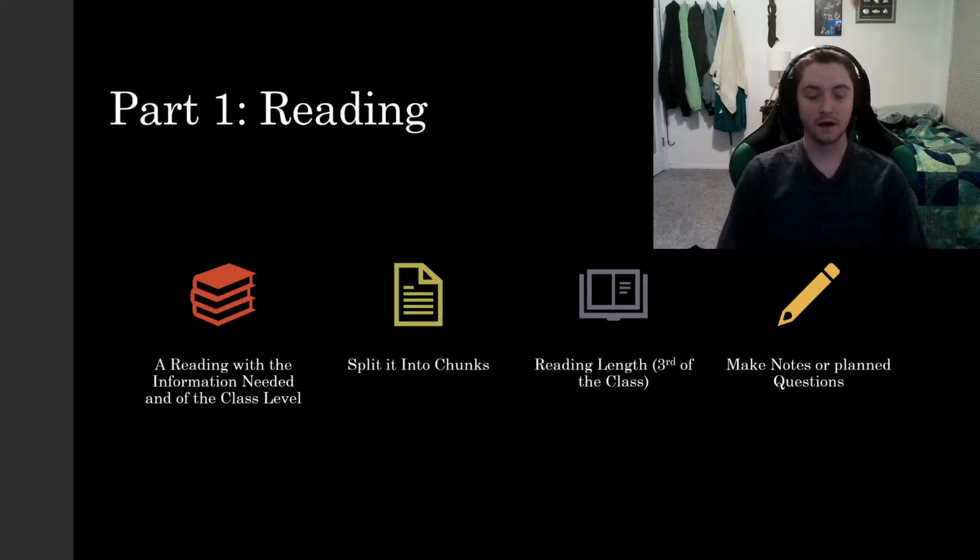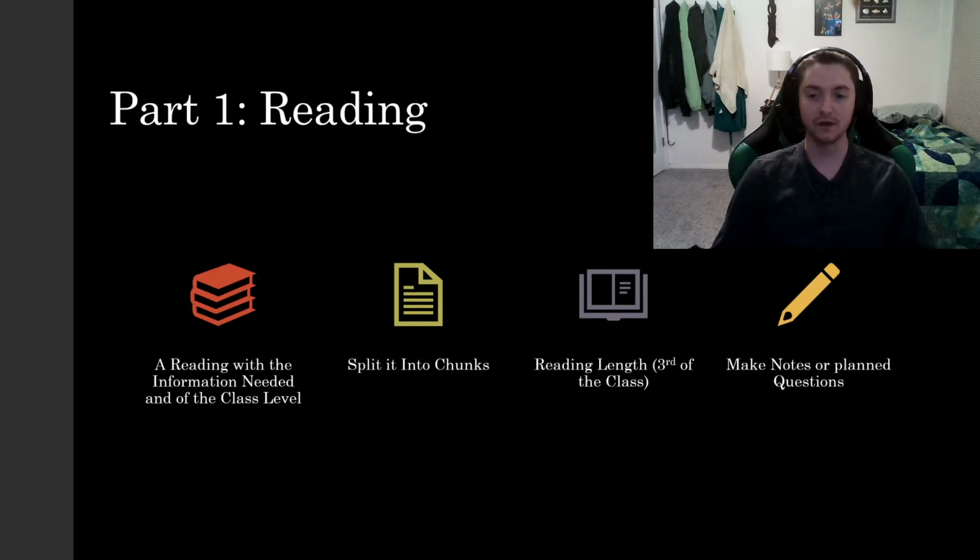Next, you're going to want to split the reading or readings into bite-sized chunks. Once we split our class into their own groups, each group will have their own chunk of the reading. It's of course up to you how long you want the students to spend actually reading, but I would want them to be done with the reading by a third of the time for the lesson. So a third of the class if you want this to take the full class period.